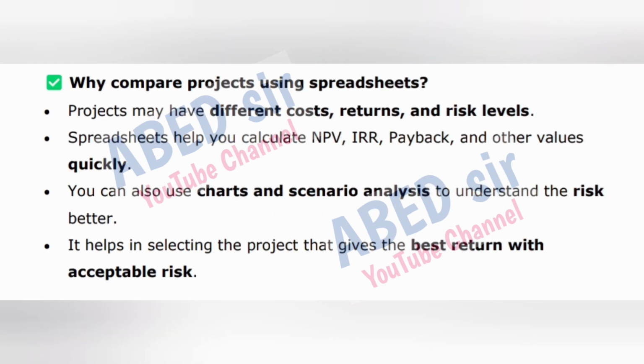Why compare projects using spreadsheets? Projects may have different costs, returns, and risk levels. Spreadsheets help you calculate NPV, IRR, payback, and other values quickly. You can also use charts and scenario analysis to understand the risk better. It helps in selecting the project that gives the best return with acceptable risk.